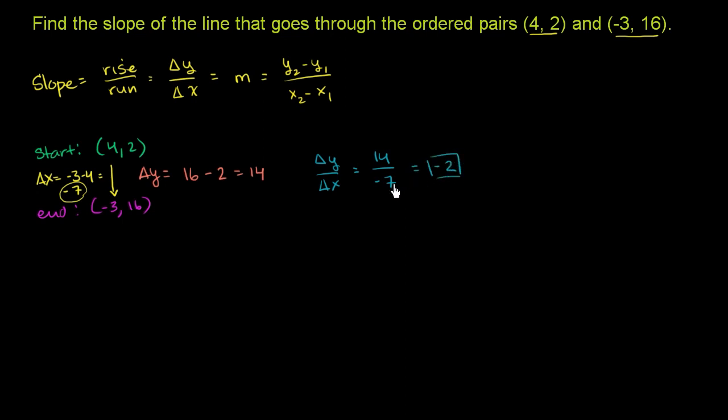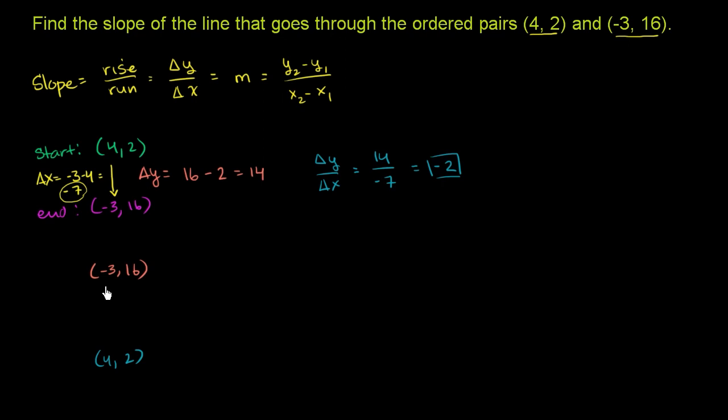Now, what I want to show you is that we could have done it the other way around. We could have made this the starting point and this the end point. And what we would have gotten is the negative values of each of these, but then they would have cancelled out and we would still get negative 2. Let's try it out. So let's say that our start point was (-3, 16). And let's say that our endpoint is (4, 2).